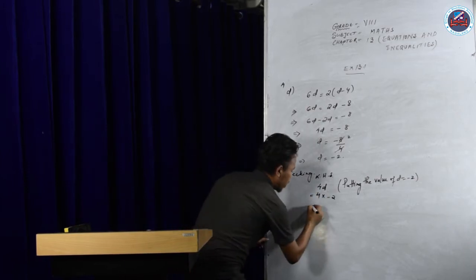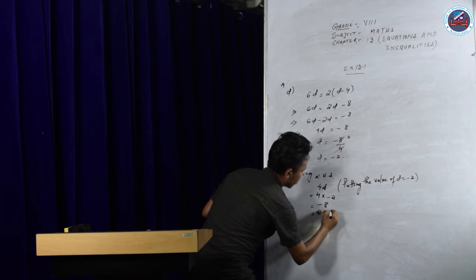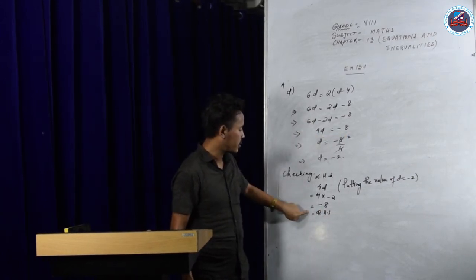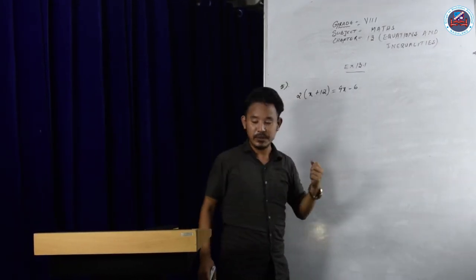So when you multiply, you get minus 8, which is equal to the right hand side. If you can see here, 4d equals minus 8, which is equal to the right hand side. Okay, let's move on to the next question, that is question number 5.